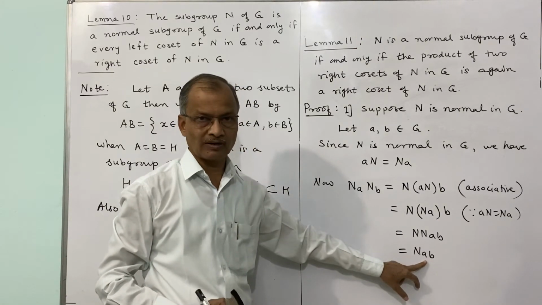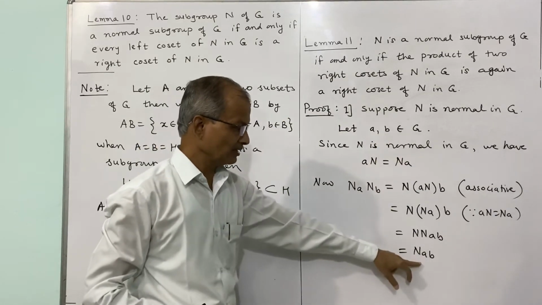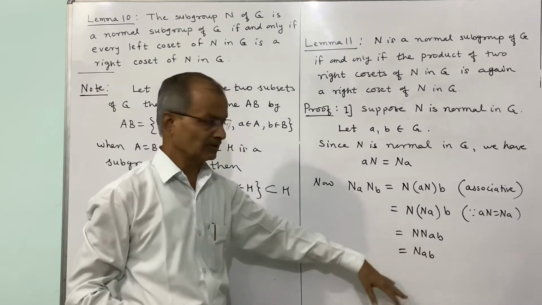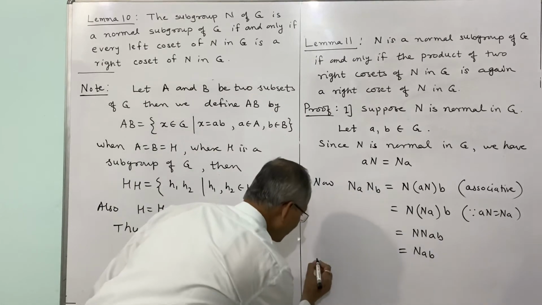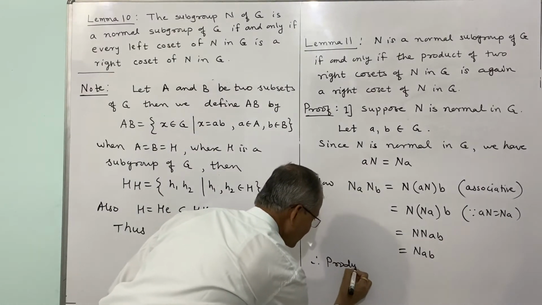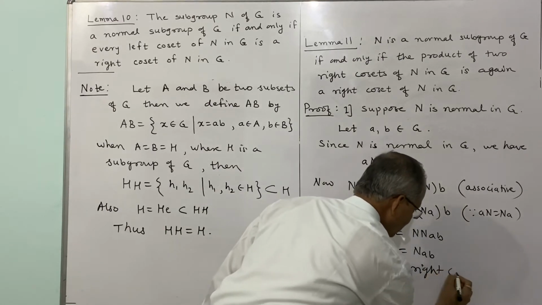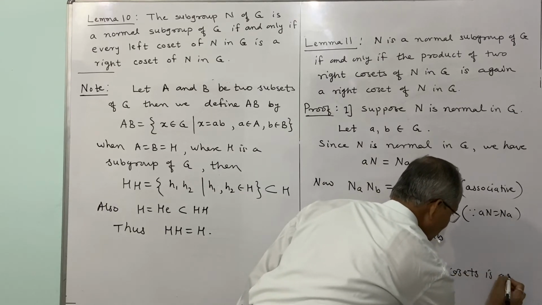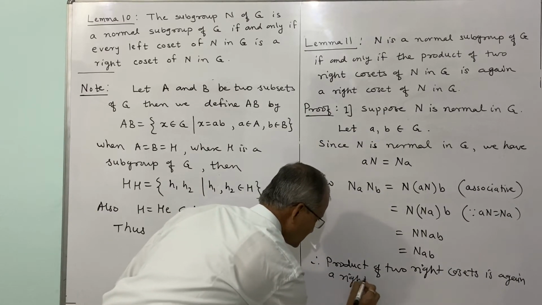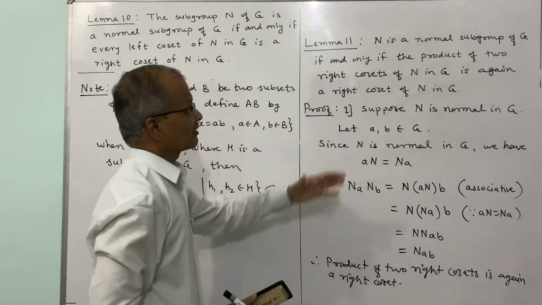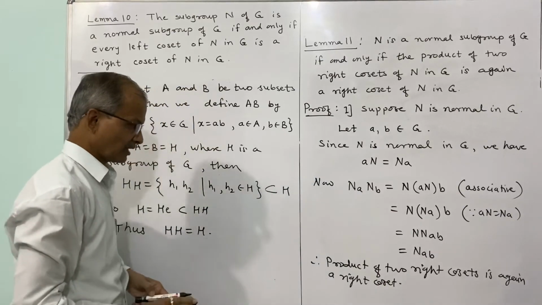AB is an element in G. AB belongs to G, therefore NAB is a right coset of N in G. And this product of two right cosets is again a right coset. So therefore, the product of two right cosets is a right coset, and this proves the first part of the lemma. Assuming N is normal, we have proved the product of two right cosets is again a right coset.